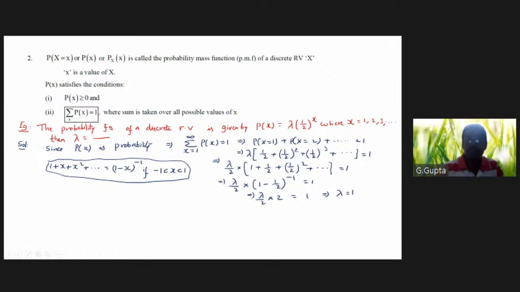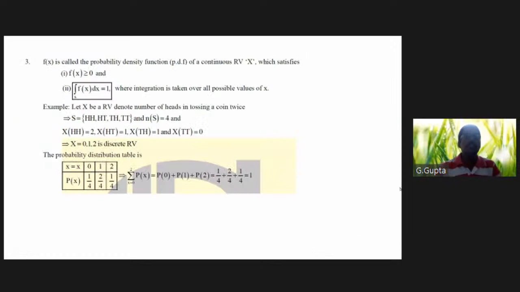So lastly, this is the definition. f of x is the probability density function, short form PDF, of a continuous random variable. For a discrete random variable x, the short form PMF, given by P of x, satisfies that the probability of every outcome is greater than or equal to 0. In continuous, we cannot count, it is uncountable. That's why the operator is integration. Integration taken over all x of f of x dx equals 1, where integration is taken over all possible values of x. This is another example of a discrete random variable, the probability distribution.